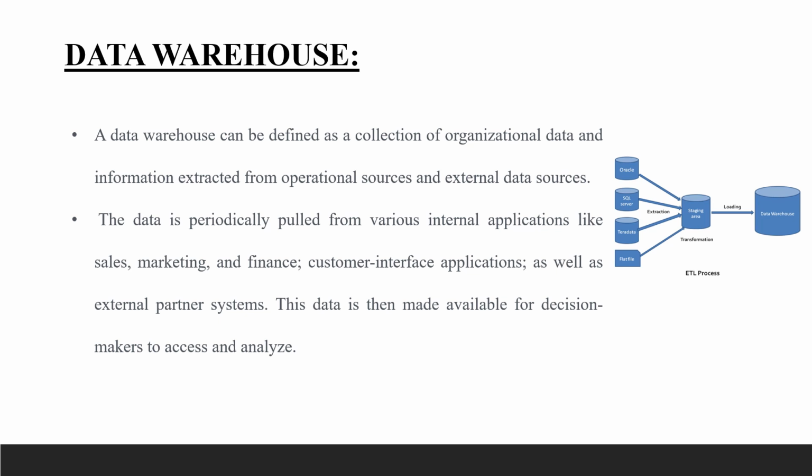A data warehouse stores a huge amount of historical data that helps users to analyze different periods and trends to make future predictions. When we see the diagram, different types of data like Oracle, SQL Server, and flat files are extracted and then stored in a staging area, which is then loaded into the data warehouse.